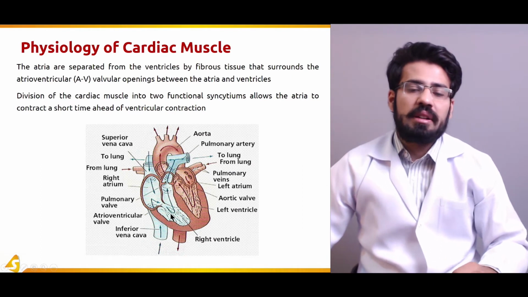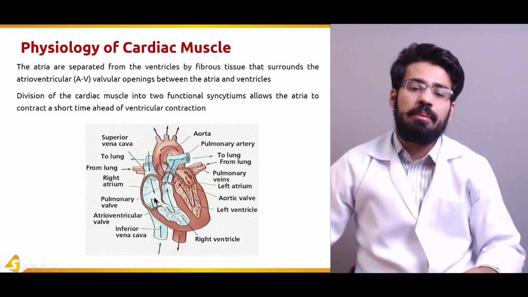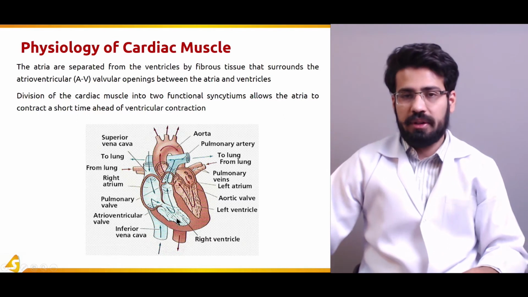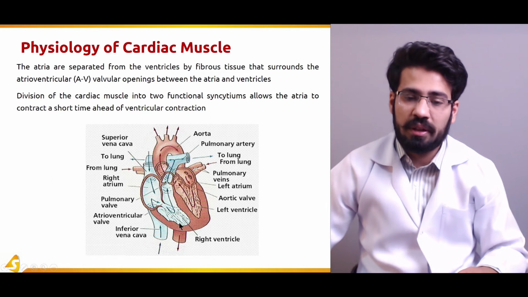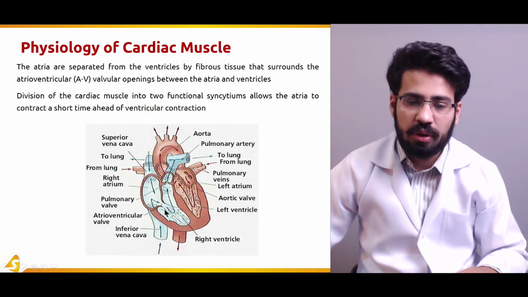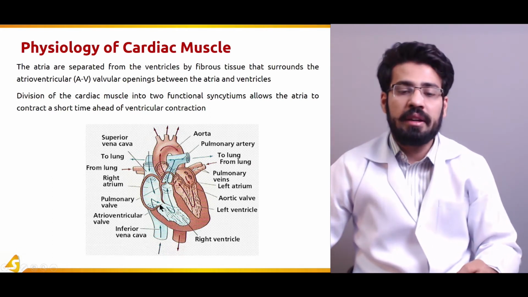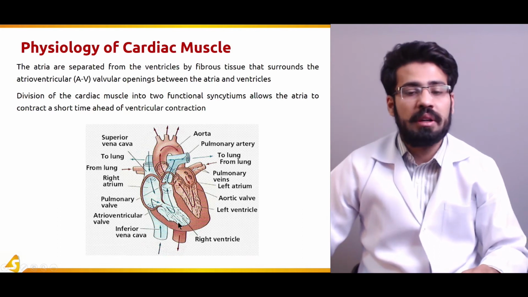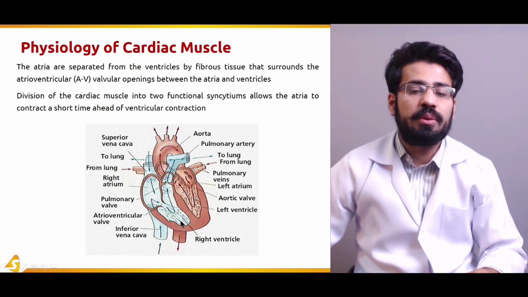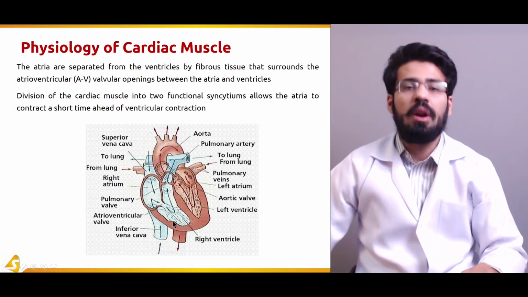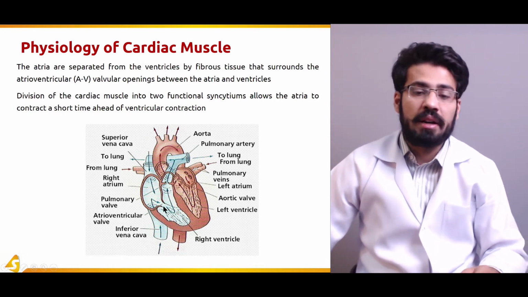Now in this particular slide, what is basically happening is the blood is flowing from the atria to the ventricle. When the blood has flowed from the atria towards the ventricle, this particular valve, known as the atrioventricular valve, will prevent the backward flow of the blood when the ventricles contract, so that the blood will go only towards the aorta or towards the lungs, not back towards the atrium.